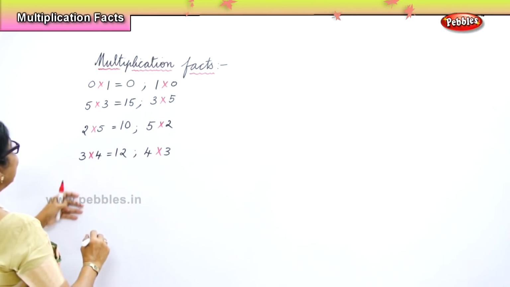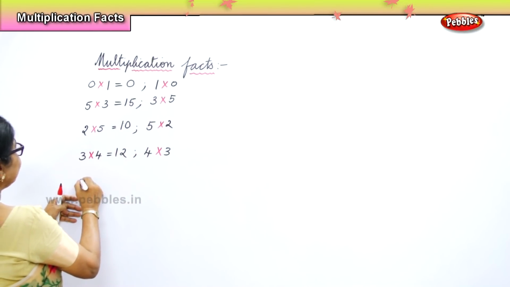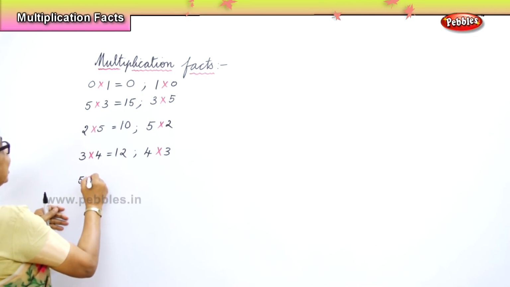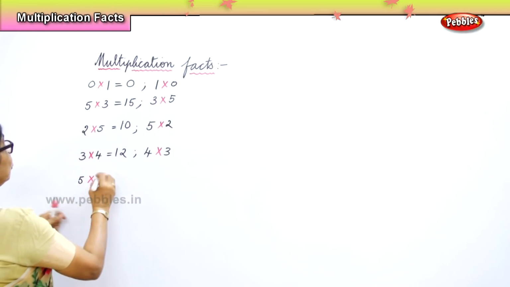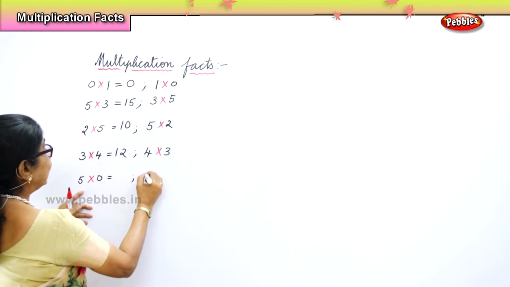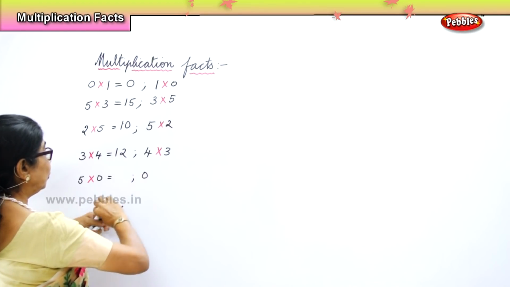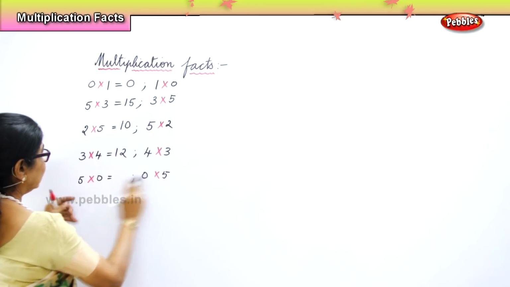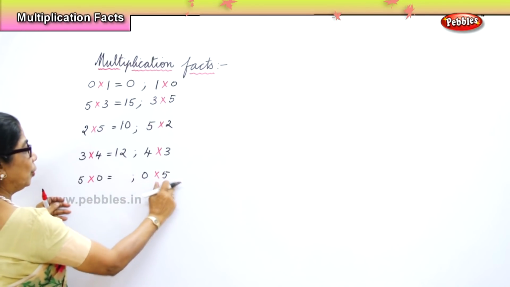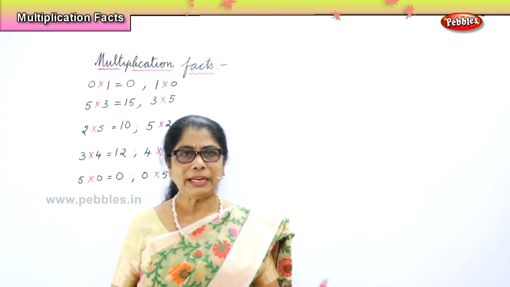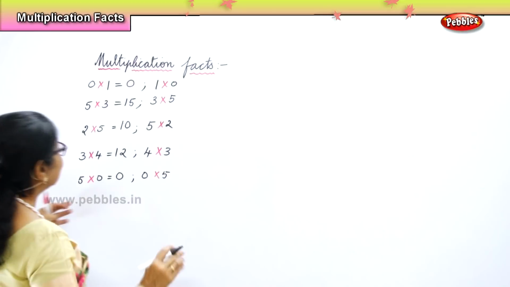Next, let's take number 5. Let's say 5 into 0. What is 5 into 0? It is the same as 0 into 5. And what is the answer? 0. Any number multiplied by 0 is 0.